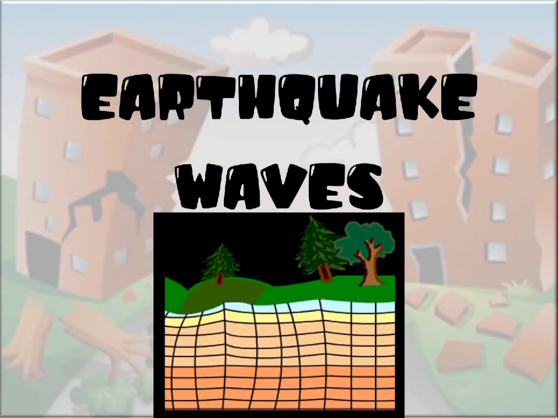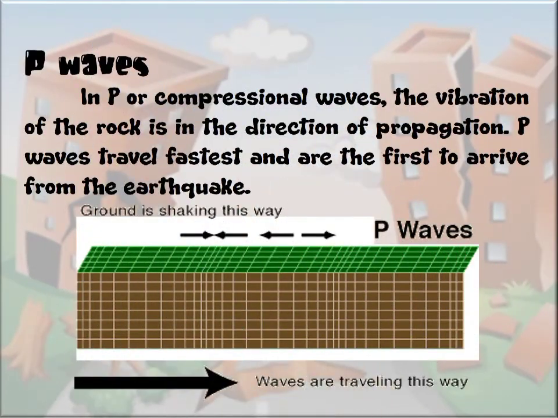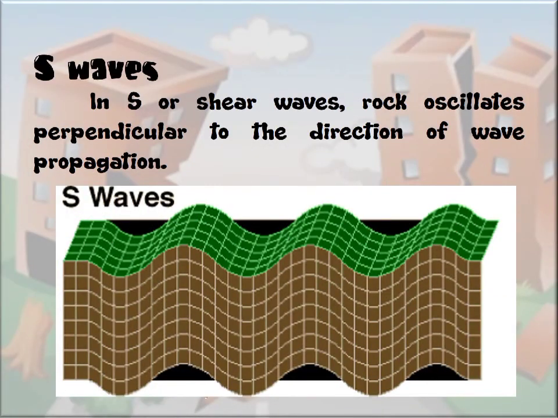Let us now talk about two types of earthquake waves. P waves. P waves are compressional waves. As you can see, the waves move inward and outward, traveling in the direction of propagation. P waves travel fastest and are the first to arrive from the earthquake. Next, we have S waves or shear waves. These waves travel perpendicular to the direction of wave propagation, thus they cannot easily arrive from the earthquake because they are not directly going towards the direction of propagation.